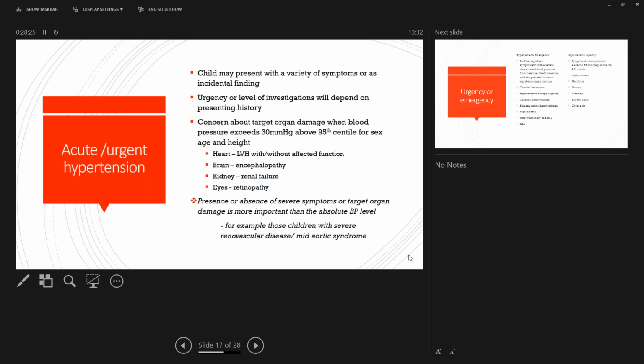As a general rule of thumb to remember with these acute hypertensions, the presence or absence of severe symptoms or target organ damage is more important than the absolute BP level. If you think about how the child is presenting, they may present symptomatically or with an incidental finding. Especially children with long-standing renovascular disease or things like mid-aortic syndrome can actually present very clinically well, and they may have been used to this level of blood pressure above the 90th percentile for quite a fair amount of time.